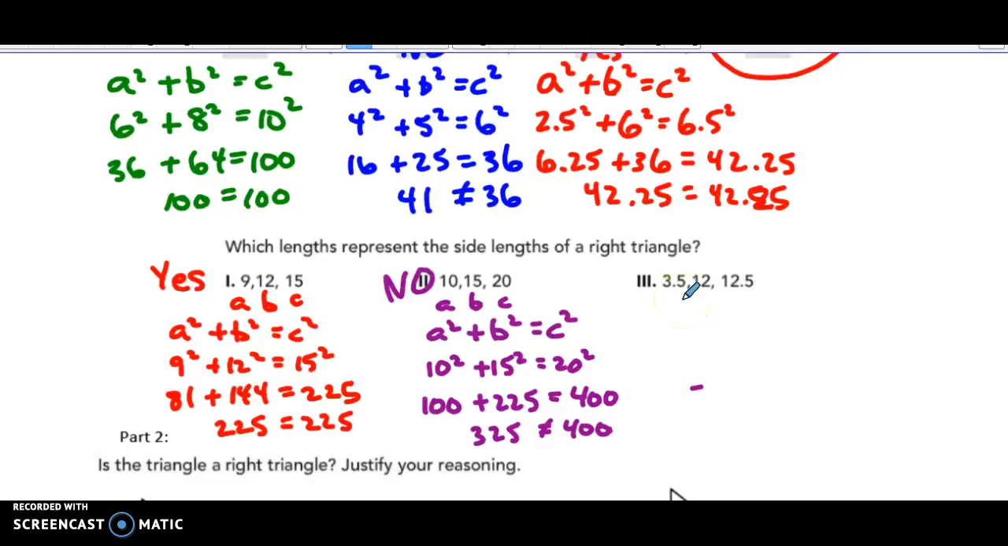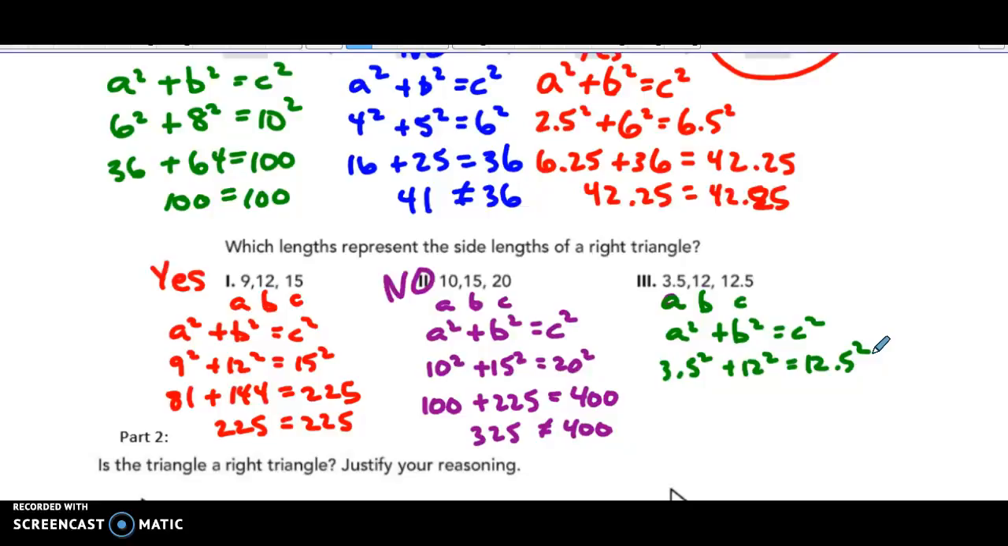3.5 is going to be my shortest side, so my A value. 12 will be my B, and C will be 12.5 because it's my longest. So let's write our formula. A squared plus B squared equals C squared. Now let's substitute our values. 3.5 for A, 12 for B, 12.5 for C.